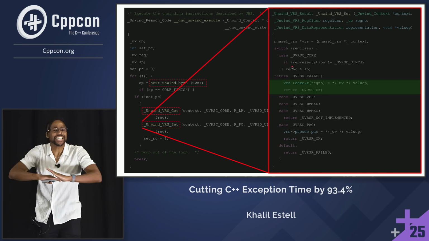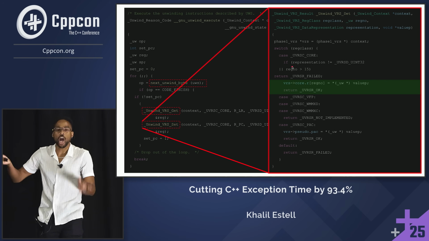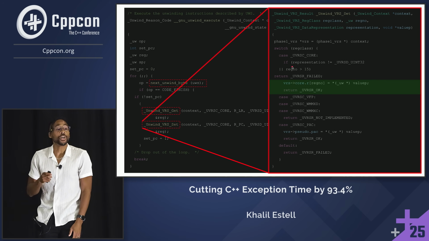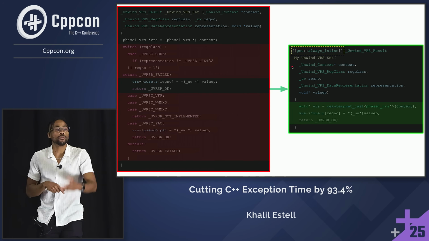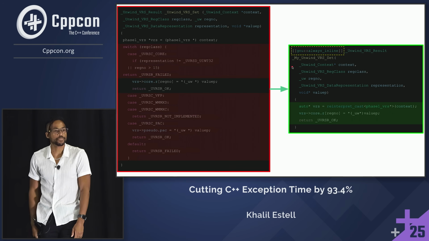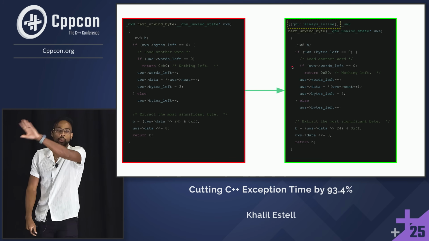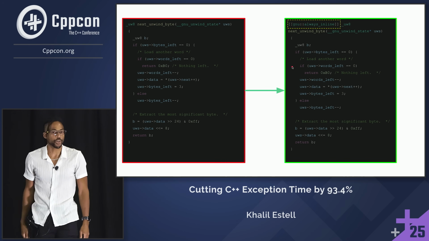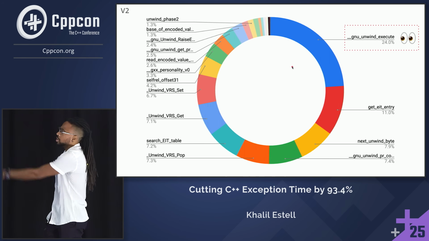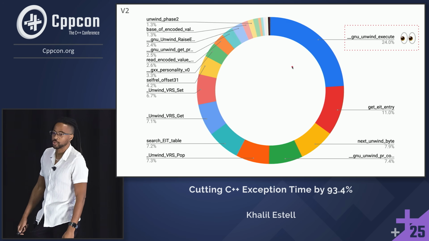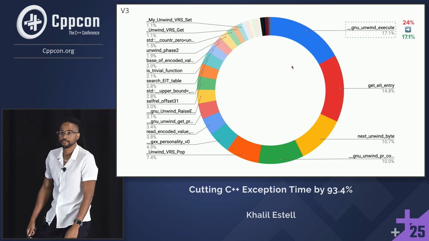The set function's identical, simply the opposite of the previous one. So here's what I did. I removed all the rest of the code and put always inline at the top. I did the same thing for the other one. And then for next unwind byte, I just put always inline at the top again and just didn't change anything about the code. That took GNU Unwind execute from 24% to 17.1%.